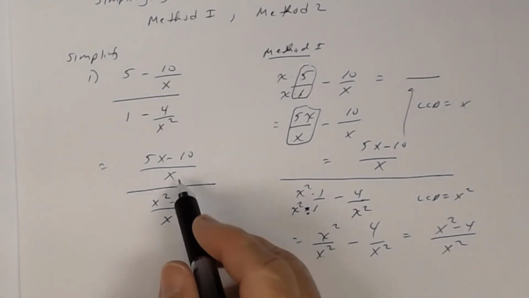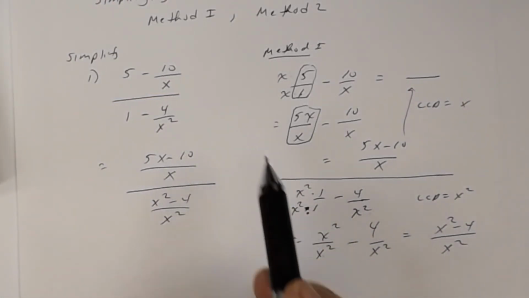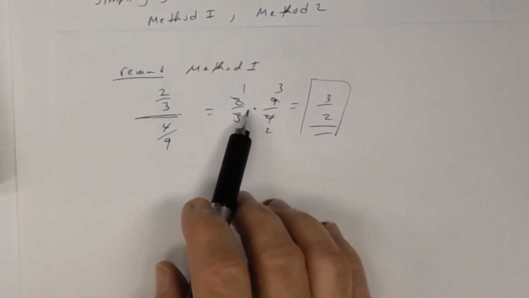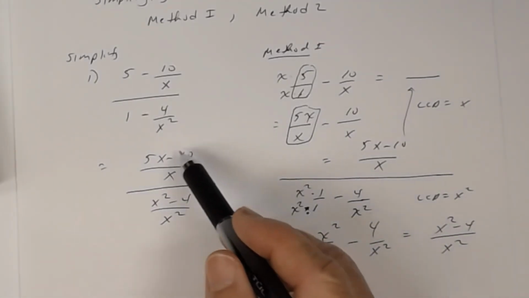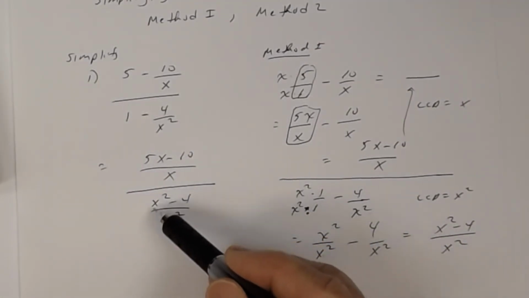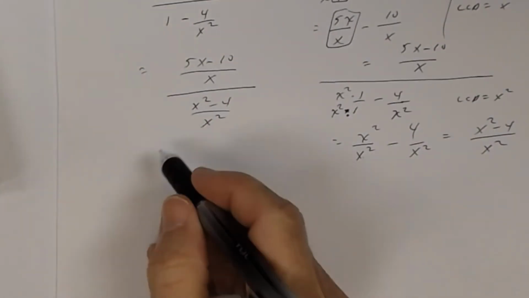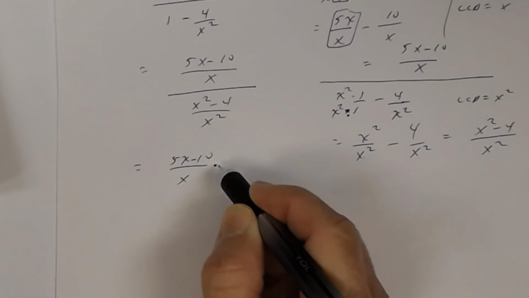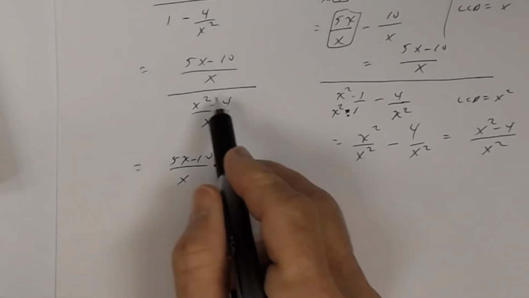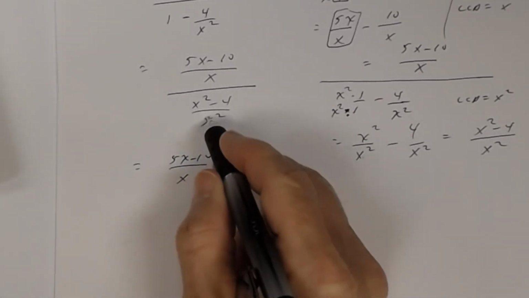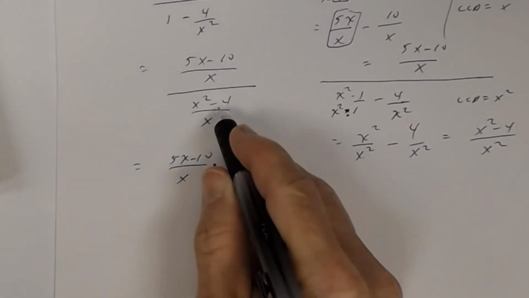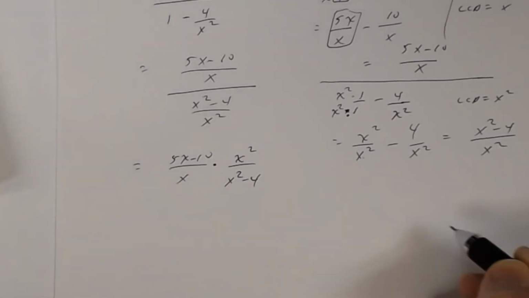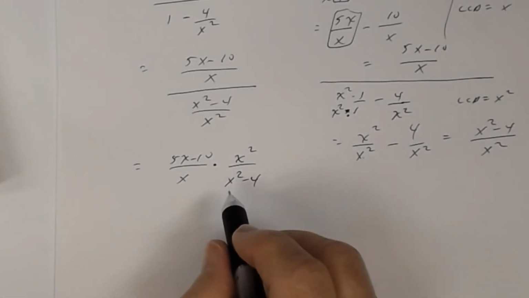And so now you're going to use this idea that we reviewed earlier, that when you have a fraction divided by a fraction, you're going to change it to a multiplication problem. And notice that this is what I have: one fraction divided by one fraction. So this is going to become 5x minus 10 divided by x times the reciprocal of the fraction that's in the denominator. So the reciprocal of x squared minus 4 divided by x squared is x squared divided by x squared minus 4. Okay, now once you get to that point, the next step is to factor.